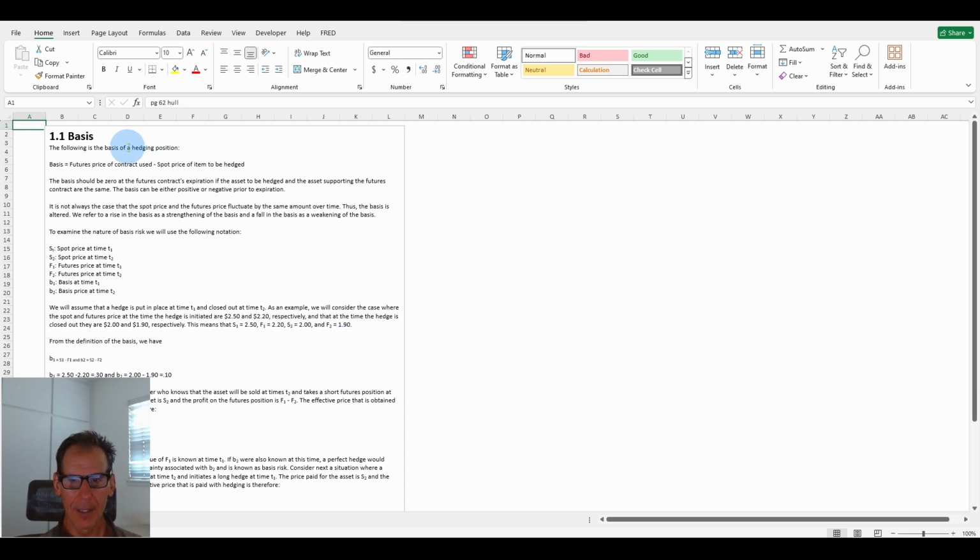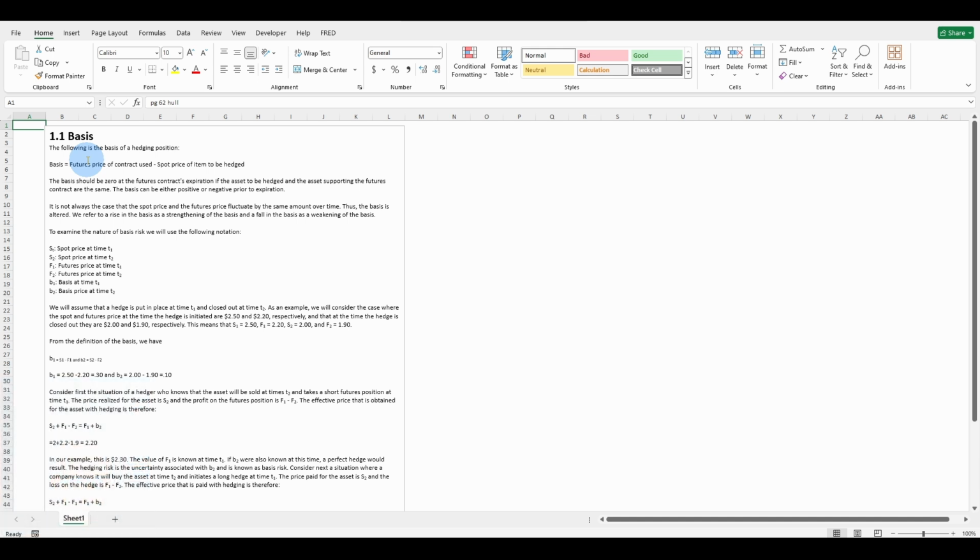What is basis? Not baseball basis, futures basis. Basis is the futures price of a contract used minus the spot price of the item to be hedged. What does that mean? The basis should be zero at the futures contract expiration if the asset to be hedged and the asset supporting the futures contract are the same. The basis can be either positive or negative prior to expiration.